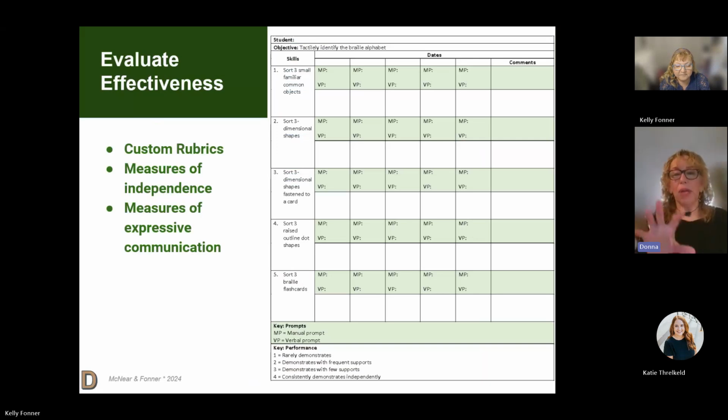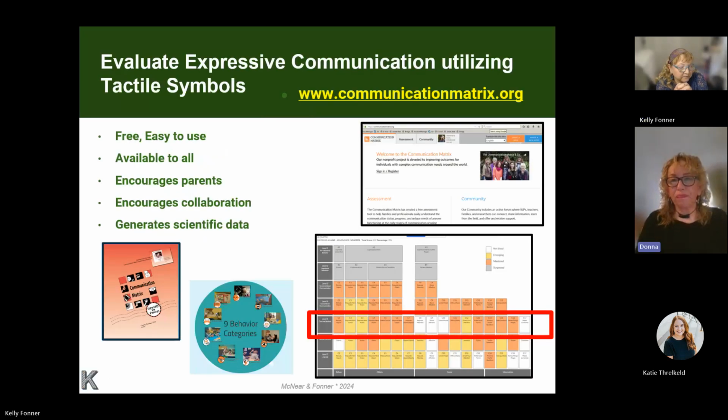So at the bottom. So if you just want to use this as a guide and thinking about how to develop your own rubrics, I think it's one of the best ways, because we don't have great tools for measuring performance using tactile materials like we've been talking about. So one of that's the just, go ahead, Cal. Sorry, Donna. One of the tools that's out there for measuring expressive communication using tactiles is, I want to remind people about the communication matrix.